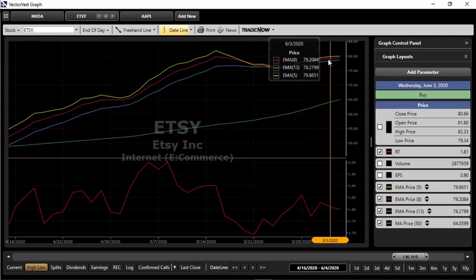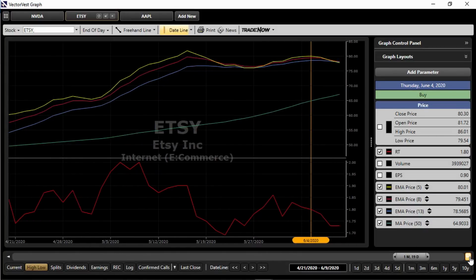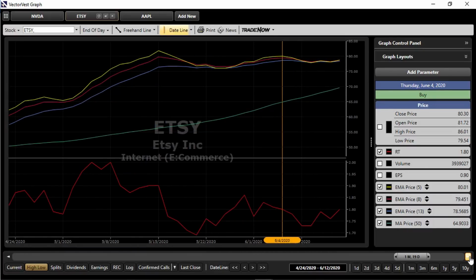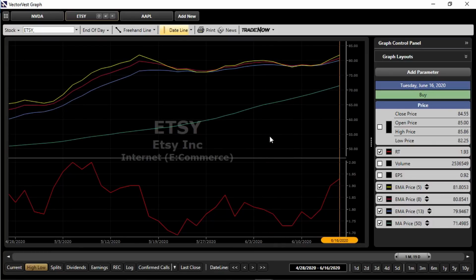A slight separation between the 3 moving averages, but RT is not trending higher. It's actually trending lower. So I'm not looking to take a trade even with the moving averages sloping upward with the RT trending lower. I'm going to look at that RT. It's starting to trend a little higher, and now I'm starting to see that separation between those 3 moving averages again. So now is a good opportunity.